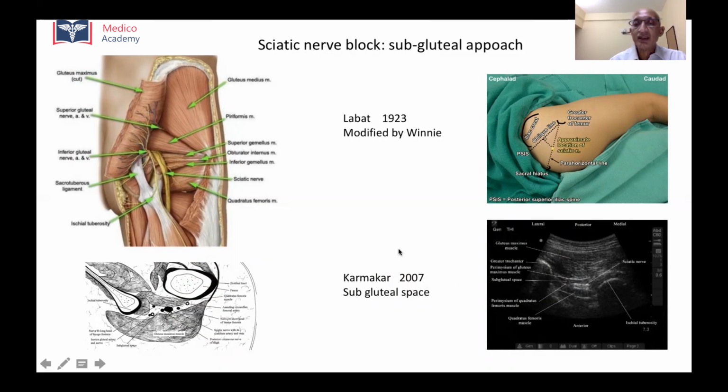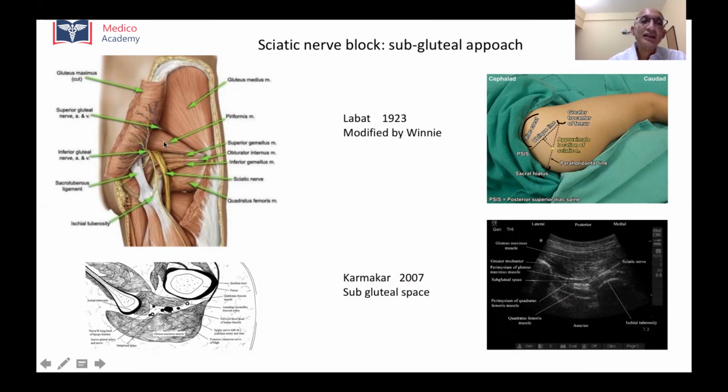described by Karmakar, in which he said a subgluteal space exists. Just beneath the gluteus maximus muscle, where the fascia ends, there is a subgluteal space which we are supposed to target when we do this block with the help of ultrasound guidance. And as you can see, that is the sciatic nerve lying in the subgluteal space on top of the quadratus femoris muscle.